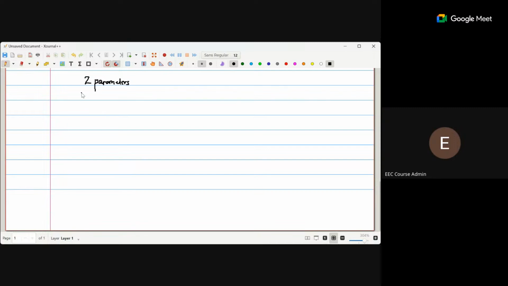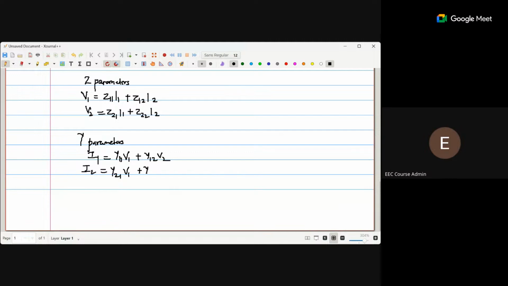Z parameters, what you have. V1 is Z11 I1 plus Z12 I2. V2 is Z21 I1 plus Z22 I2. And you have Y parameters as I1 equal to Y11 V1 plus Y12 V2. I2 as Y21 V1 plus Y22 V2.